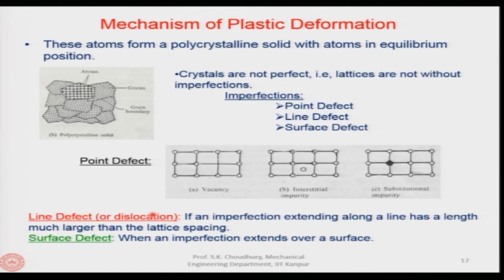This is called the dislocation. If an imperfection extending along a line has a length much larger than the lattice spacing, this is the lattice spacing, atomic spacing, then that is called the line defect. All right. And when an imperfection extends over a surface, this is called the surface defect, and when the surface defect happens, you understand that this is twinning, also called twinning. That means the deformed surface is a mirror image of the other surface. So, this is called the surface defect.